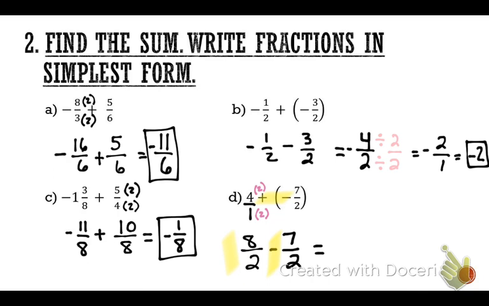What's my answer? 1/2. Now, it didn't even have to be that complicated. You probably could look at it and know 8 halves minus 7 halves is 1/2. Okay, don't try to complicate it, but I did want to go ahead and work through it with the rules that we have learned. Any questions on how to do those ones?